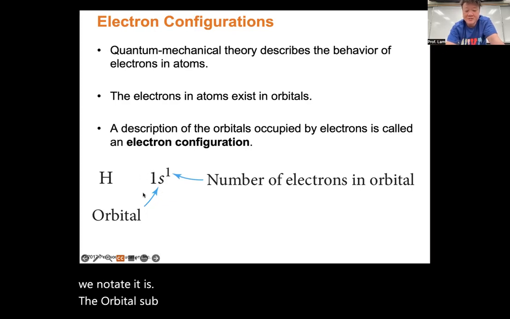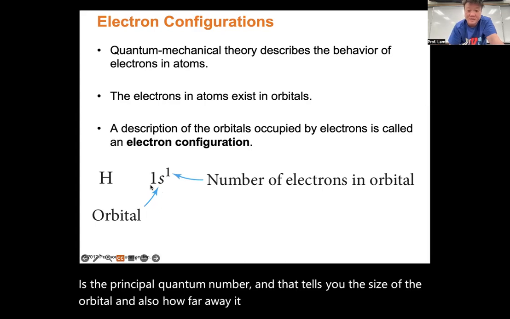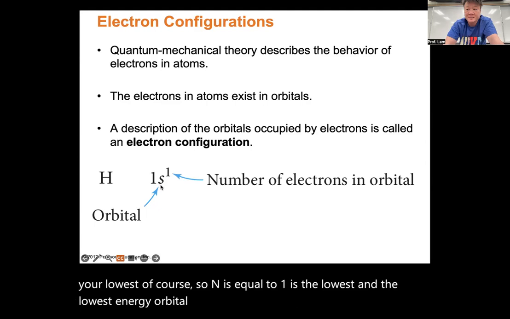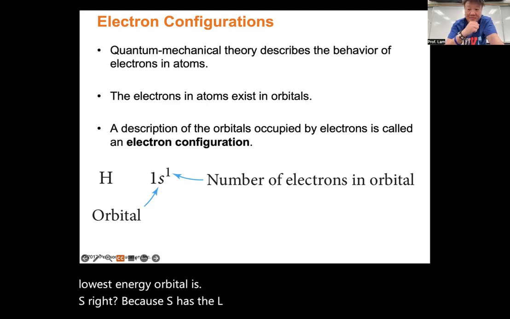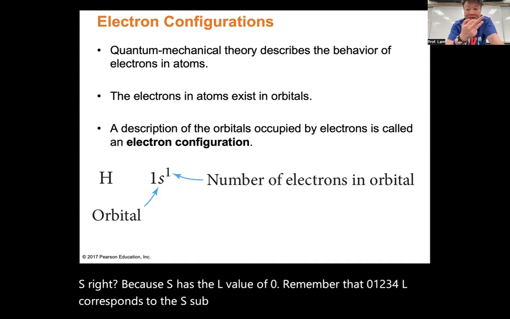Remember, the first number is the principal quantum number, and that tells you the size of the orbital and also how far away it is from the nucleus, right? So 1 is your lowest, of course. n equal to 1 is the lowest, and the lowest energy orbital is s, right? Because s has the l value of 0. Remember that? 0, 1, 2, 3 for l corresponds to the s sublevel, p sublevel, d sublevel, and f sublevel.